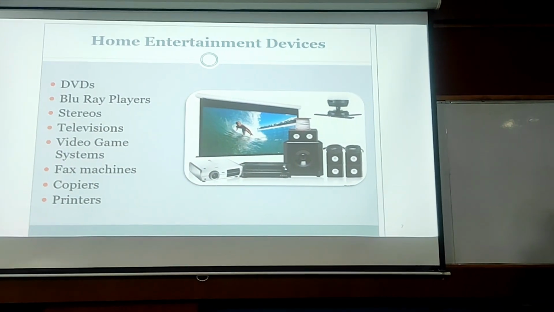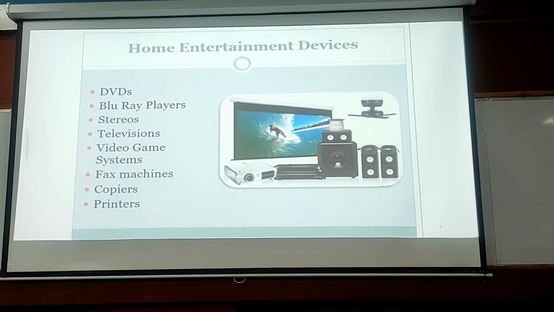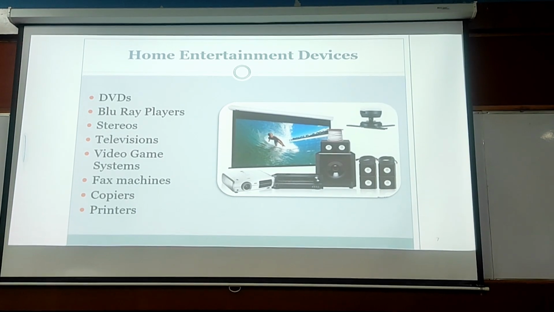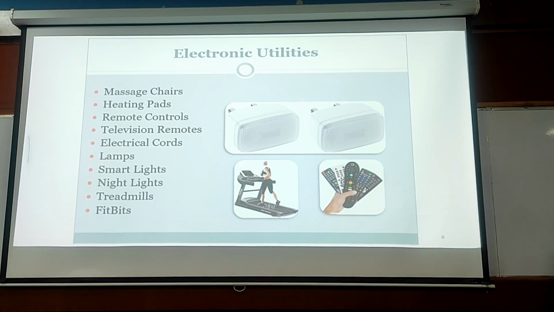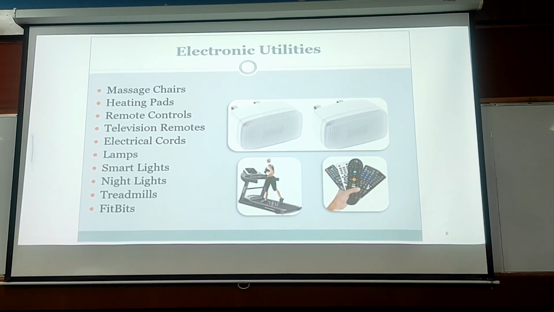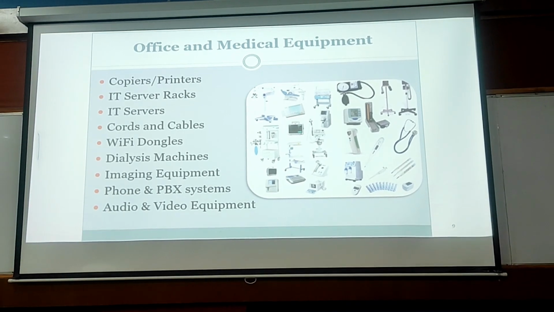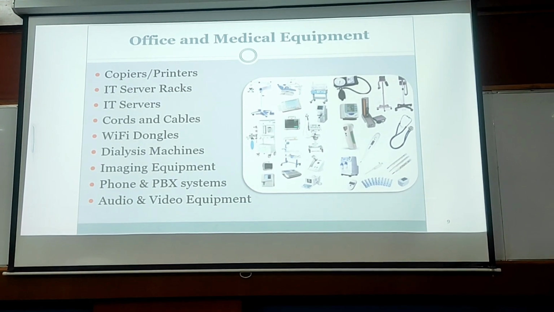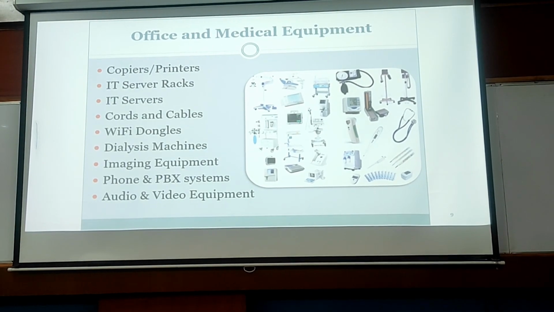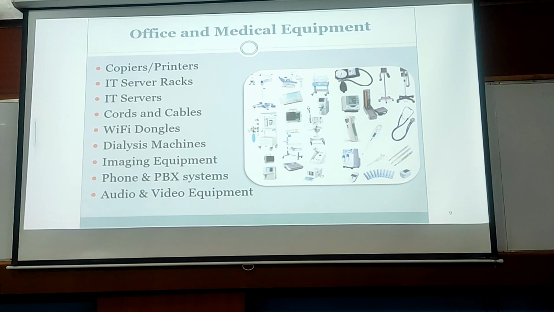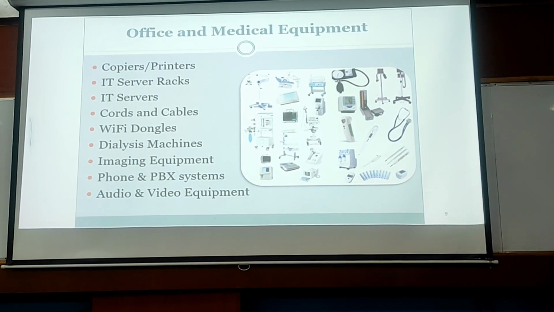are the source for e-waste. Similarly, in home entertainment devices we have DVD and Blu-ray players, stereos, televisions, fax machines, copiers, printers. In electronic utilities we have massage chairs, heating pads, remote controls, lamps, lights, treadmills, Fitbits. And in office and medical equipment we have printers, copiers, racks, servers, cables, dialysis machines, imaging equipment. These are used in the medical field. And then we have phones, PBX systems, audio and video equipment.